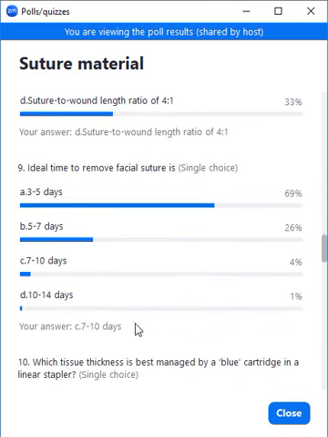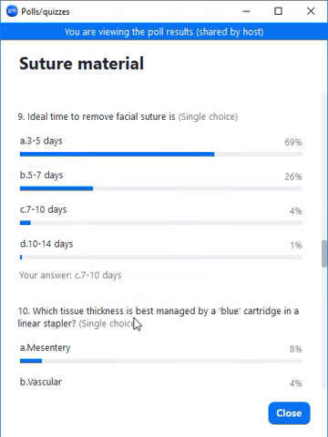Question 9. Ideal time to remove facial suture is option A, 3 to 5 days, B, 5 to 7 days, option C, 7 to 10 days, and option D, 10 to 14 days. Correct answer is option A, 3 to 5 days. 69% students answered correctly.